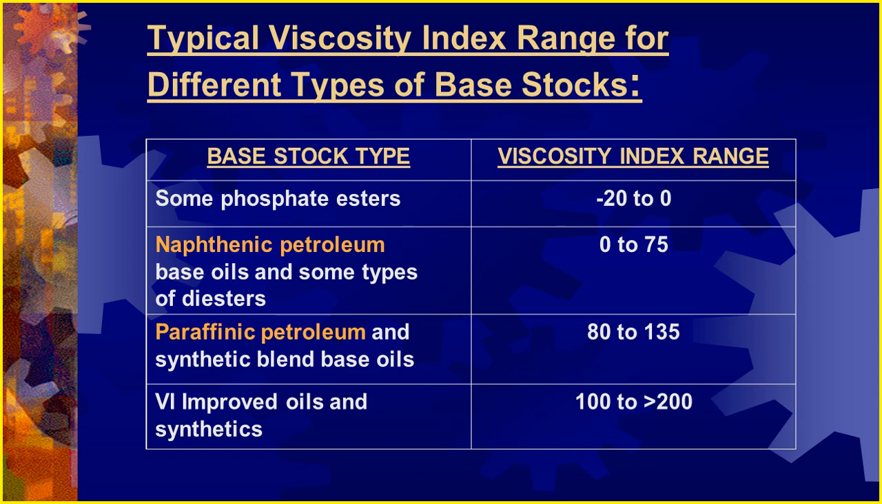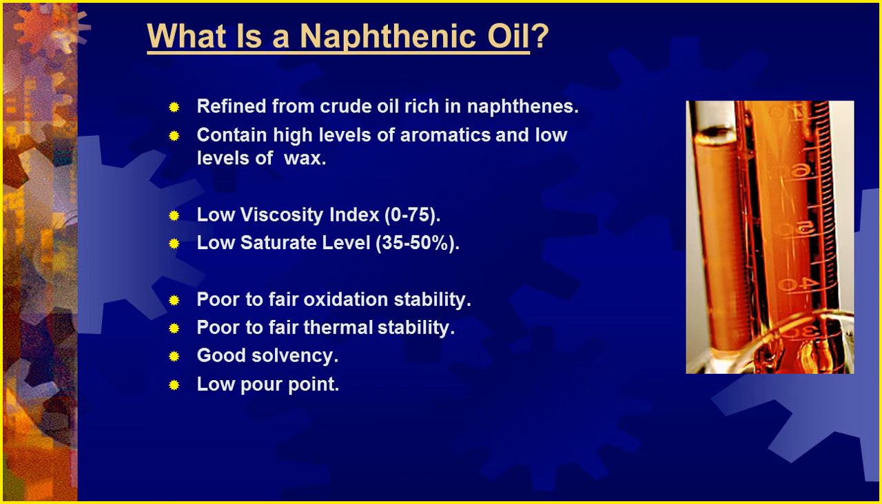There are typical viscosity index ranges for the different types of base oils. You've got naphthenic petroleum, paraffinic petroleum, which is your synthetic blends, but the best you want to have is your Group 4s, which is going to be like 125 to 200. Look at the VI index on the data sheet, and that will tell you the quality of the product you're dealing with.